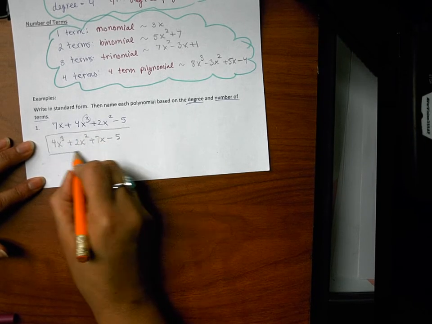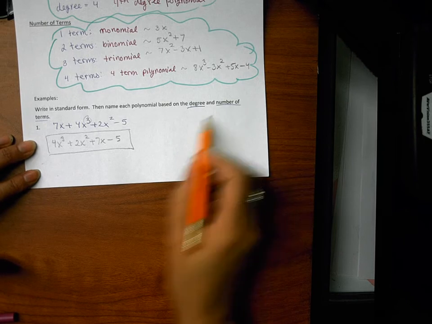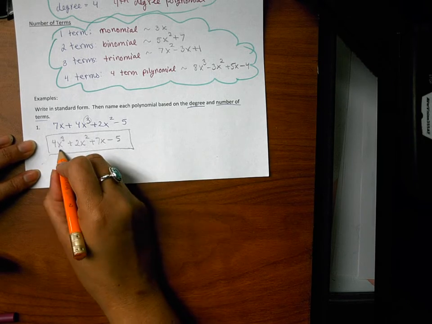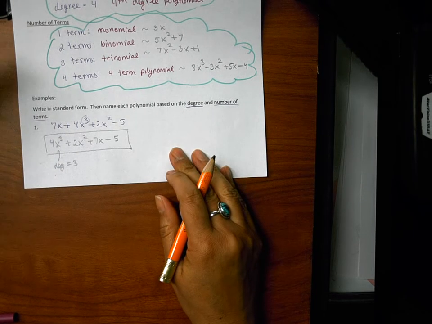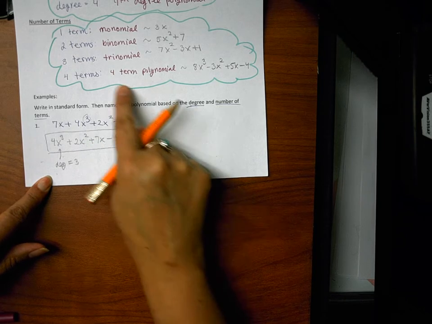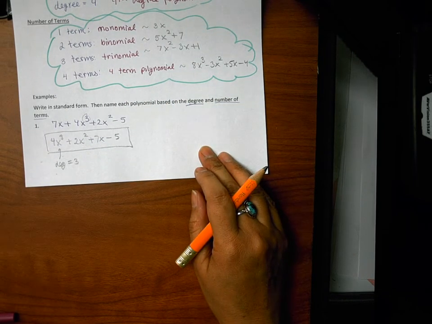That's the first answer. And then classify it by its degree and number of terms. What is the degree in this polynomial? Right there. The degree is 3, so we would call that a cubic function. It has 1, 2, 3, 4 terms, a 4-term polynomial that is a cubic function.